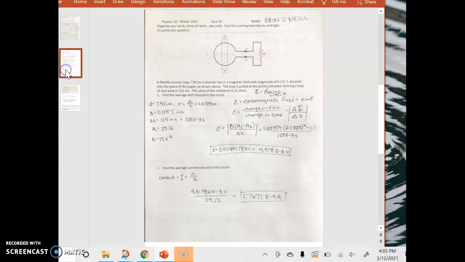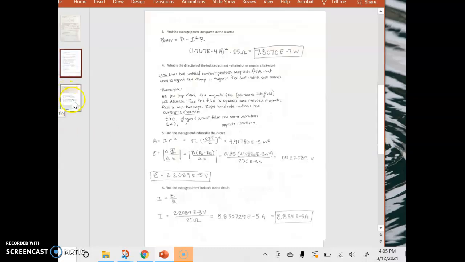Okay, and then for problem 4, what's the direction of the induced current? So because of Lenz's law, we know the induced current produces a magnetic field that opposes the change in magnetic flux. So as the loop is closing, the magnetic flux, which is downward and into the field, will decrease. Therefore, the induced magnetic field is into the page. So when you do that with the right-hand rule, it confirms that the current is clockwise.